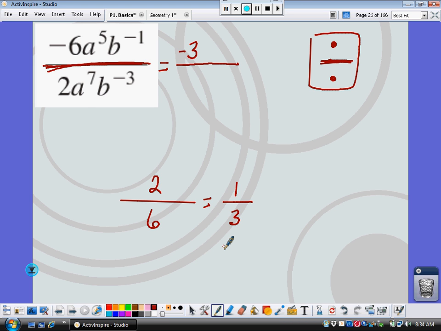bottom. We have 5 A's on top, 7 A's on bottom. Lydia, start canceling. If there's 5 on top, 7 on bottom, where am I going to have extra A's at? You do the A to the negative 2. Okay, think of it like this. And that's right. You can put A to the negative 2 on top.